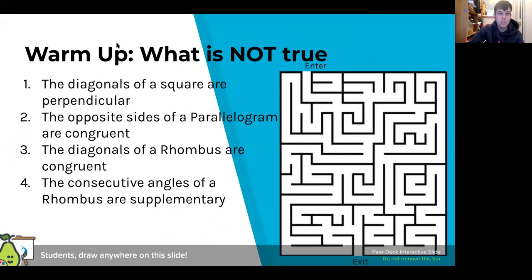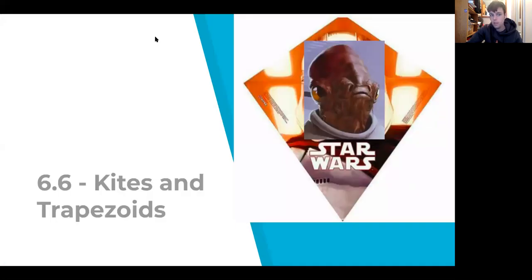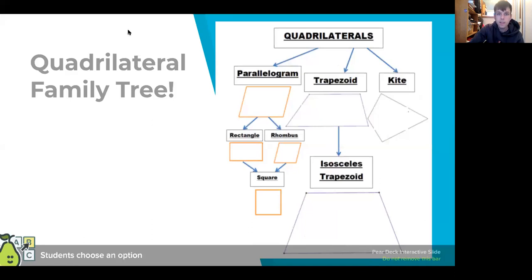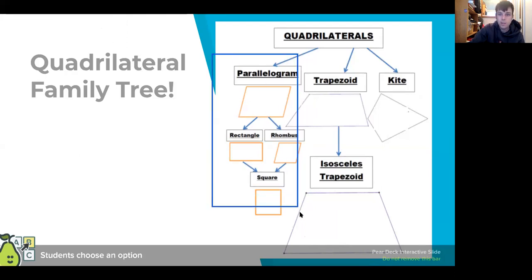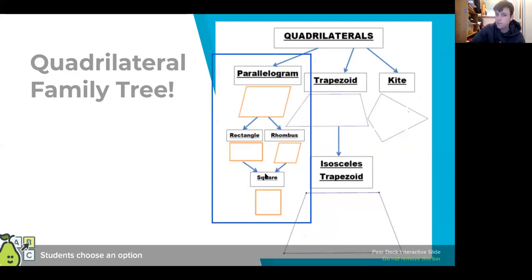All right, let's go ahead and jump into 6.6, kites and trapezoids, with a little Admiral Akbar. All right, here is our family tree of quadrilaterals. So over the last couple lessons, we were talking specifically about parallelograms, all the different special parallelograms. We're going to delve into these other types of quadrilaterals that have lots of special properties associated with them as well. So the trapezoid and the kite and the isosceles trapezoid.